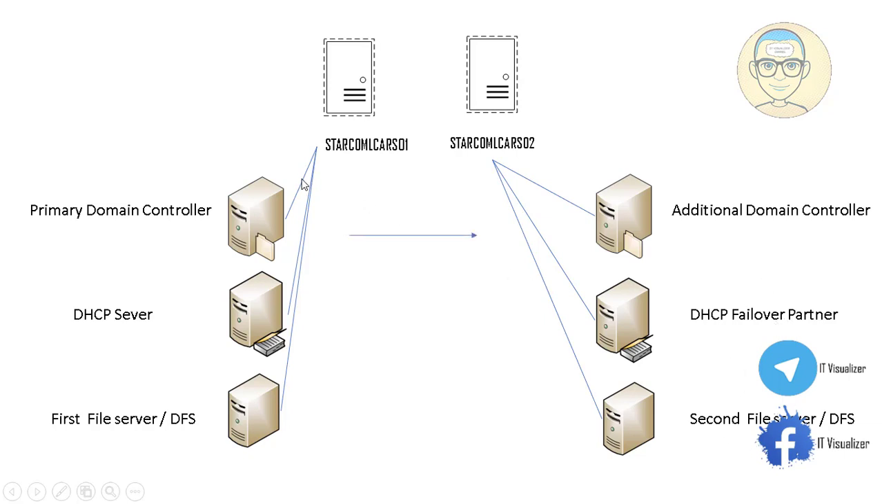You have heard that there is replication between the primary domain controller and the additional domain controller, so the content on the primary domain controller will be exactly the same as on the additional domain controller, and the opposite. The DHCP will also have replication with our first DHCP, so our failover partner will replicate with our DHCP server. And at the end we will also have replication between the first file server and the second file server using DFS replication.